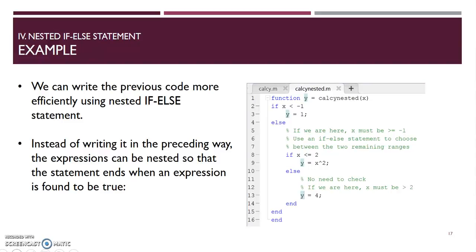So after realizing that x is at least -1 in line 4 of the code, then MATLAB checks if the value of x is smaller than 2, and if so, it computes the x squared and assigns that to a variable y. Else, if x is larger than 2, then MATLAB assigns the value of 4 to the output y.